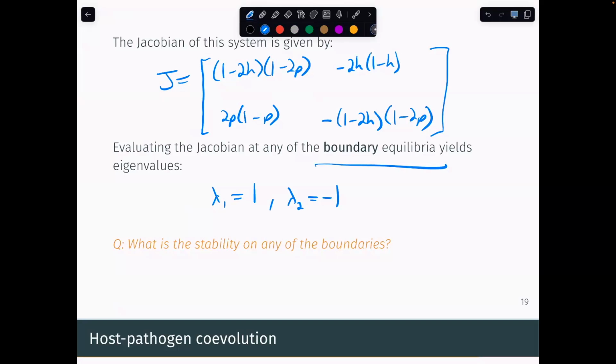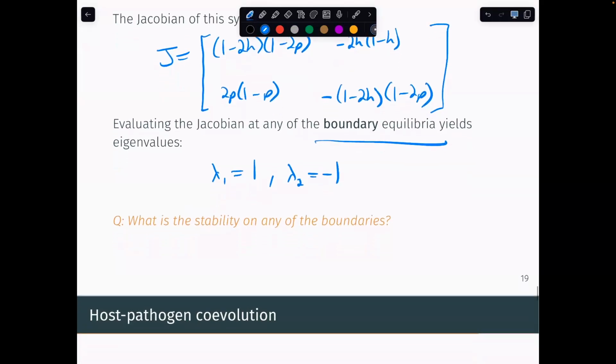What that really means is that you're being drawn towards this equilibrium from one direction and you're being pushed away from it in another direction. So we have a saddle on boundaries.